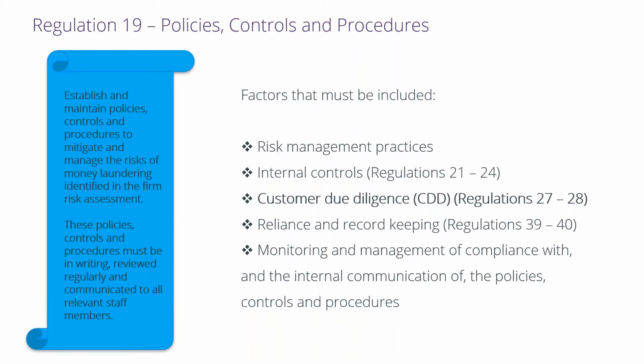Factors that must be included when writing your policies, controls and procedures. Risk management practices. These should include, for example, a statement of what is money laundering and the geographical scope of your work, global, national, local, for instance. Internal controls. This should include who your money laundering reporting officer is, what they are responsible for, and why they are suitable for the role, how and when staff are trained, and how this is recorded, and if you have an independent audit function to monitor your money laundering reporting officer.